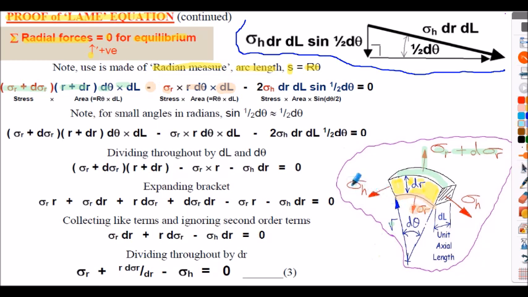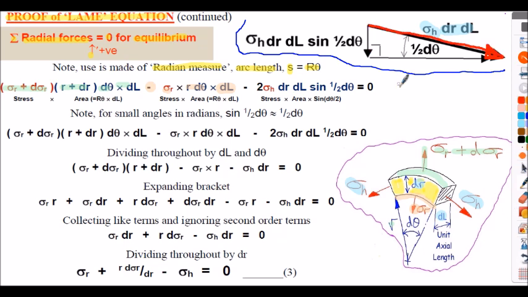If we now consider the hoop stress, which is on the side of the element here, to work out the force associated with that hoop stress, that will be the stress times the area. So hoop stress multiplied by the area, which will be dr multiplied by dl here. So that's the total force. It's acting in this direction.